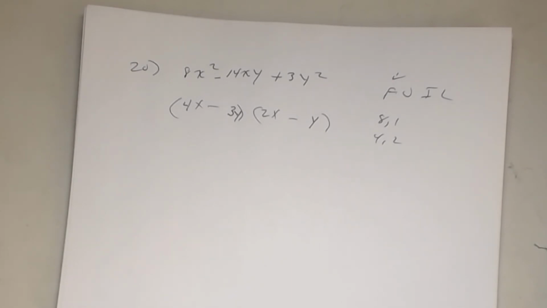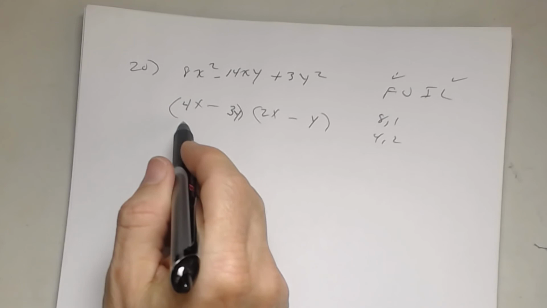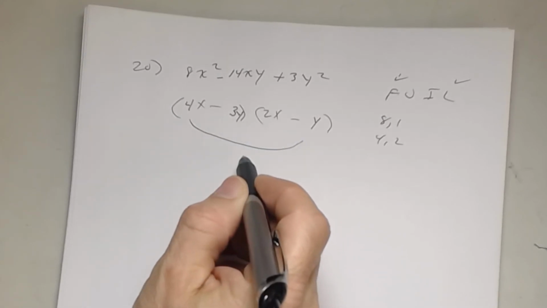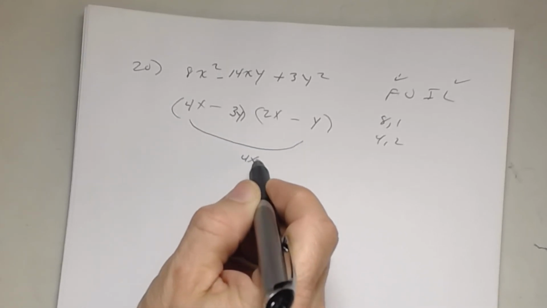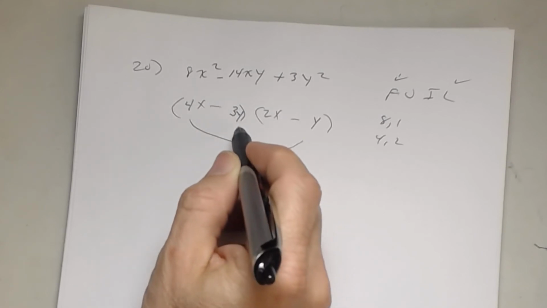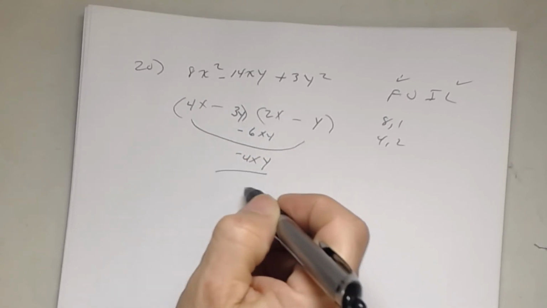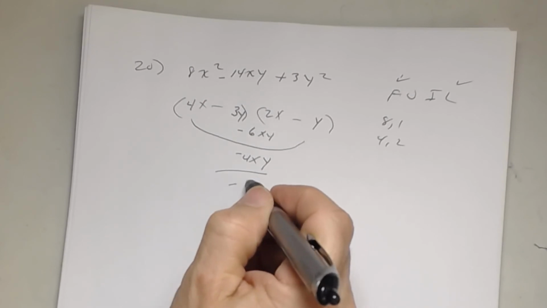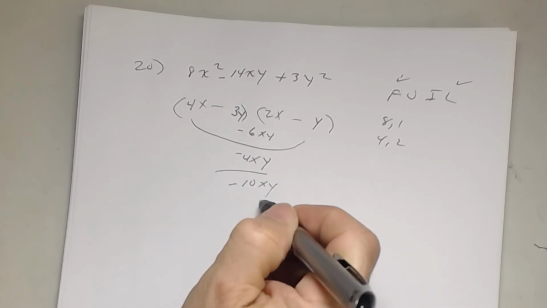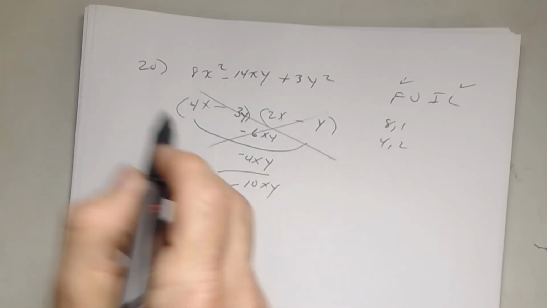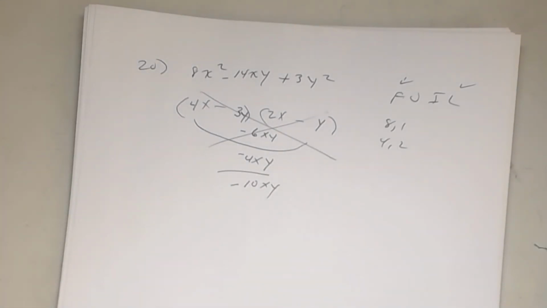The outer and the inner. My F and L are fine. Is the outer and the inner? I got to check. What is the outer? Negative, right? What's the inner? When I add them up, what do I get? Is that what I wanted? No. So maybe switching the first terms or switching the last terms. What do you want to try? Switch the first terms? Doesn't matter because you get the same answer.